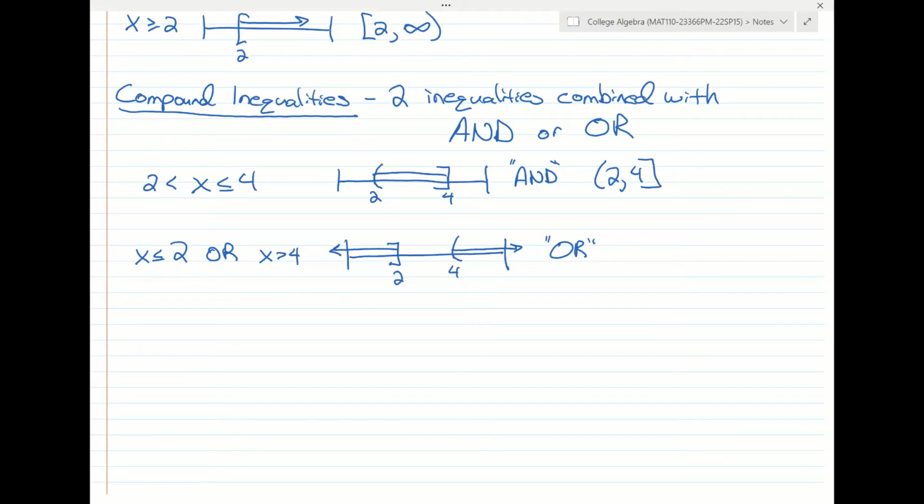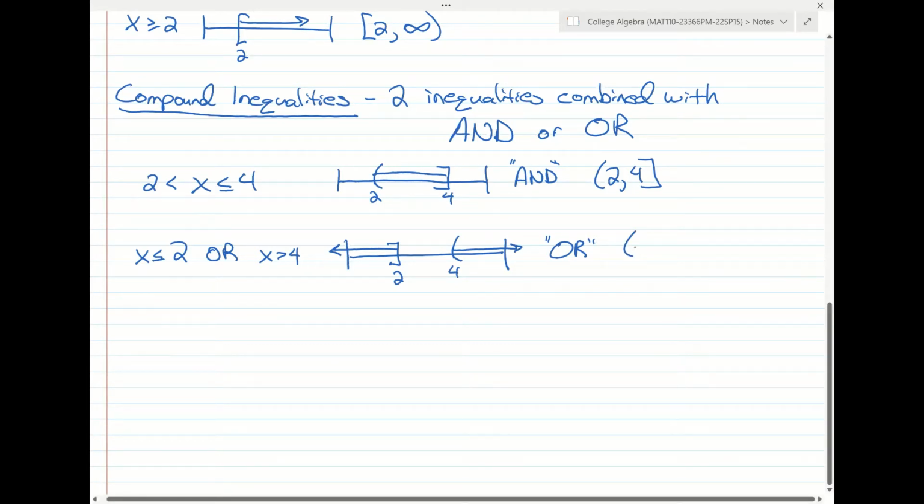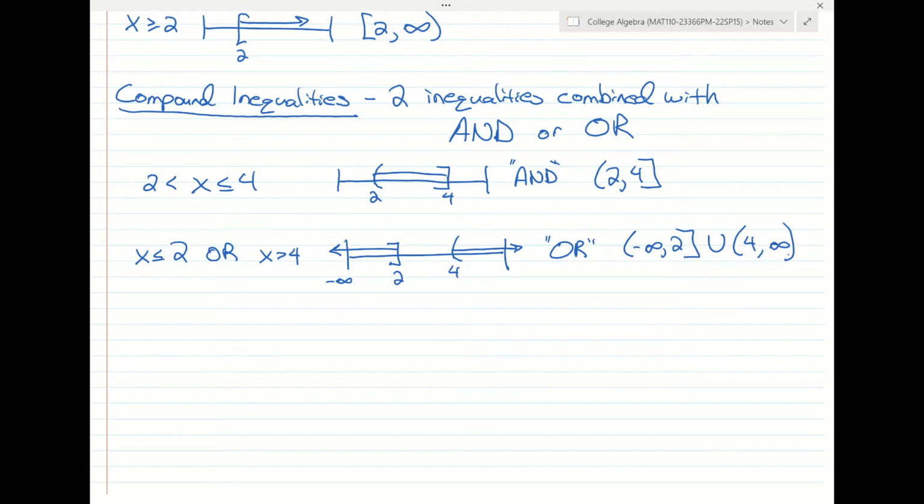The way that you would write this would be parenthesis negative infinity to 2 with a bracket. And then you'd put a union symbol with 4 and then infinity. So this is an example of an OR problem where you really have two things going on the graph. We combine them with that symbol that looks like a U. That just means you combine the left side with the right side.